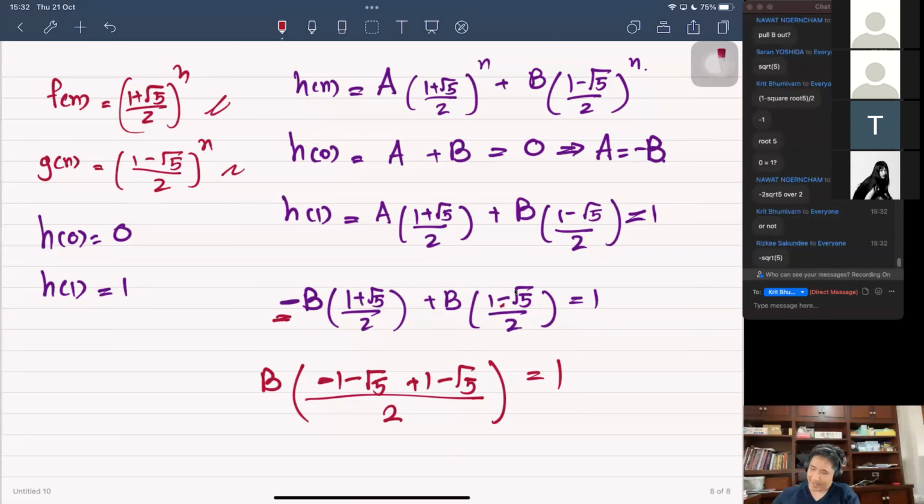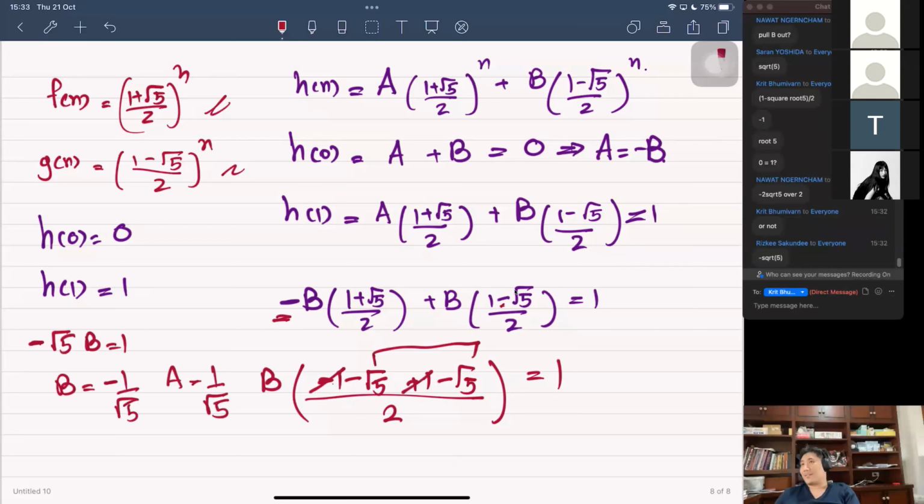So that and that cancel, and minus 5 minus square root 5 minus square root 5 is minus 2 square root 5, which cancels with the 2, right? So you would end up with minus square root 5, b is 1, or b is minus 1 over square root 5, and a is going to be 1 over square root 5, right? Which is exactly what you saw in the homework if you were practicing.